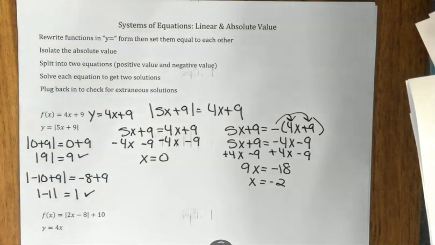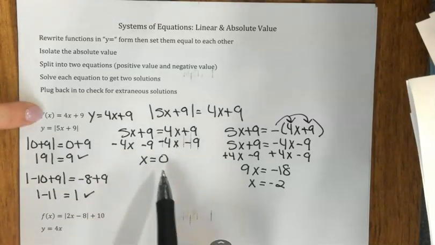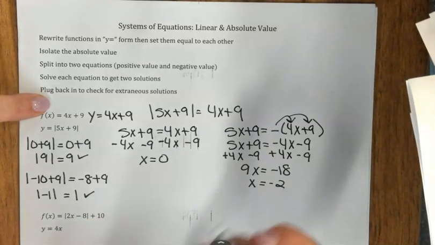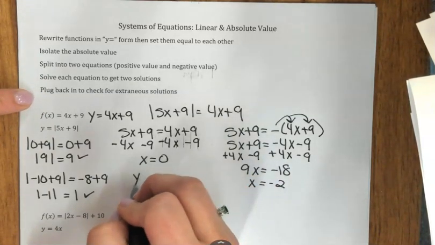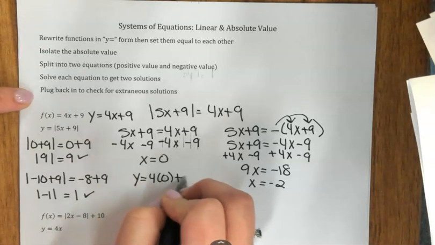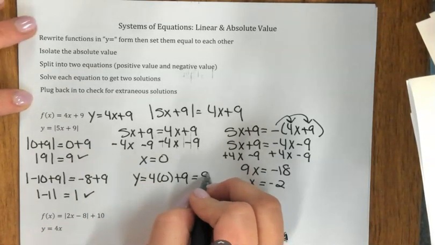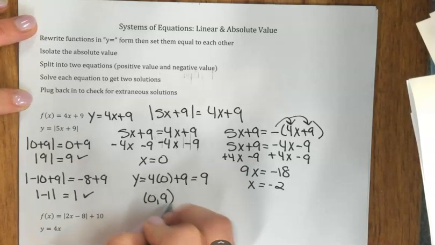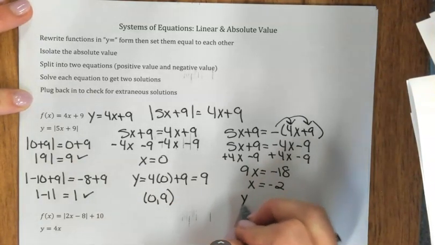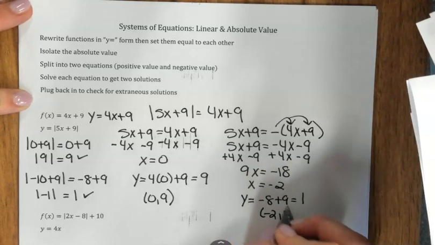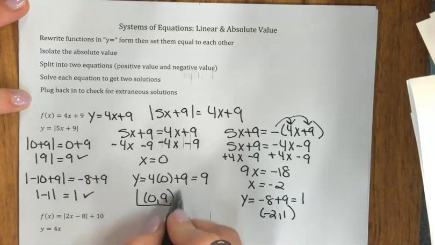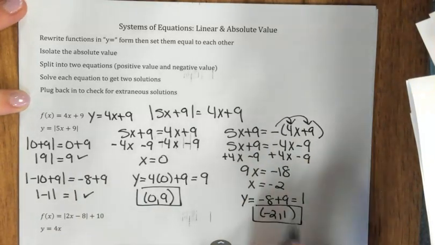I've got two x values. What I have to do now is figure out what is the y value for that. So if I plug in 0 to either equation, my y output is going to be 4 times 0 plus 9. That's going to be 9. So you've got 0, 9. And then for negative 2, negative 8 plus 9 equals 1, negative 2, 1. Those are your two solutions.